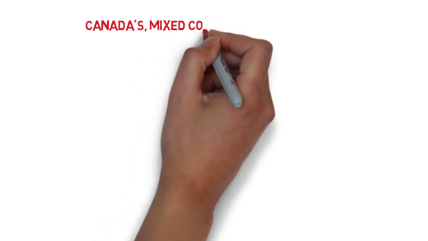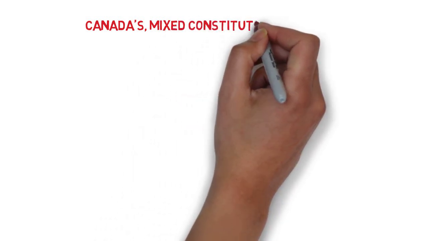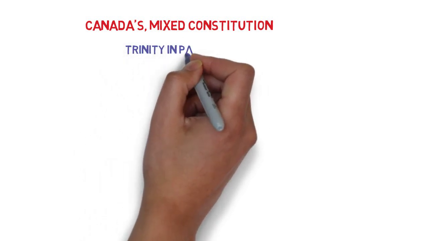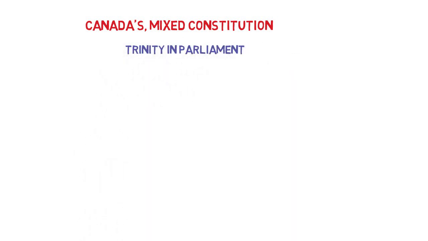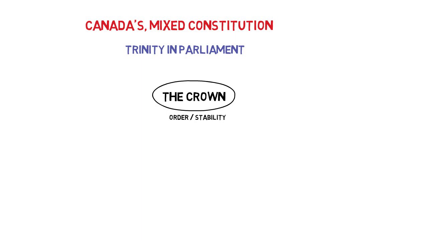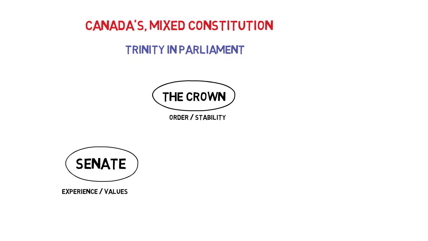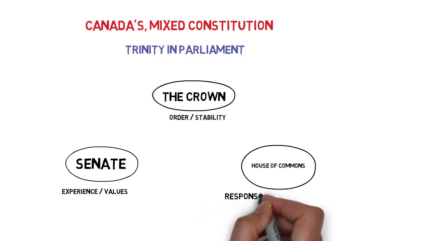Canada's mixed government system is best understood by referring to what some have called the Trinity in Parliament. Our parliamentary system has a traditional element, the monarch, the crown, which represents order and stability. There's an appointed council, the Senate, representing experience and values. Lastly, there is an elected assembly, the House of Commons, which is responsive to the sentiments of the population.